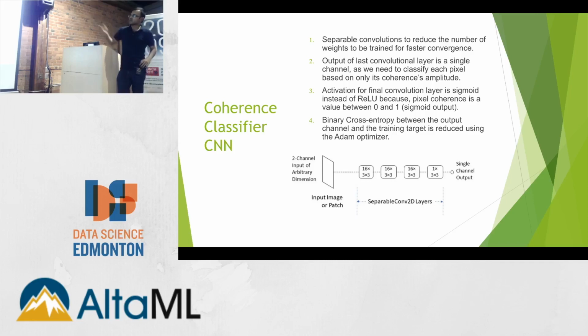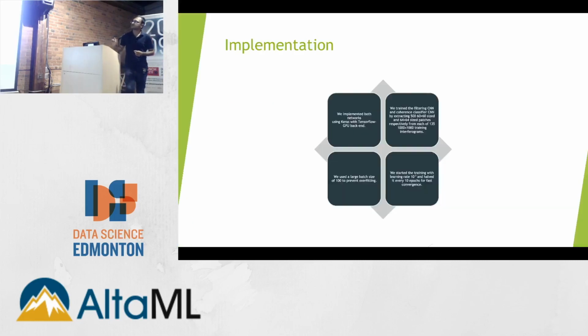The output of the last convolutional layer is basically classifying each pixel as the coherence amplitude, and that's why it's the sigmoid output, and the other activations are ReLU. We minimize the binary cross entropy between the output channel and the training target. For the implementation, we used Keras with TensorFlow GPU backend, and we trained the filtering CNN by extracting patches, obviously, because you need enough training data to train the network. And then we used learning rate decay. Initially we started off with a learning rate of 10 to the power minus 3, but as the network got through the later stages of training, we reduced the learning rate because we needed stable training. We also used a larger batch size, again for stability.